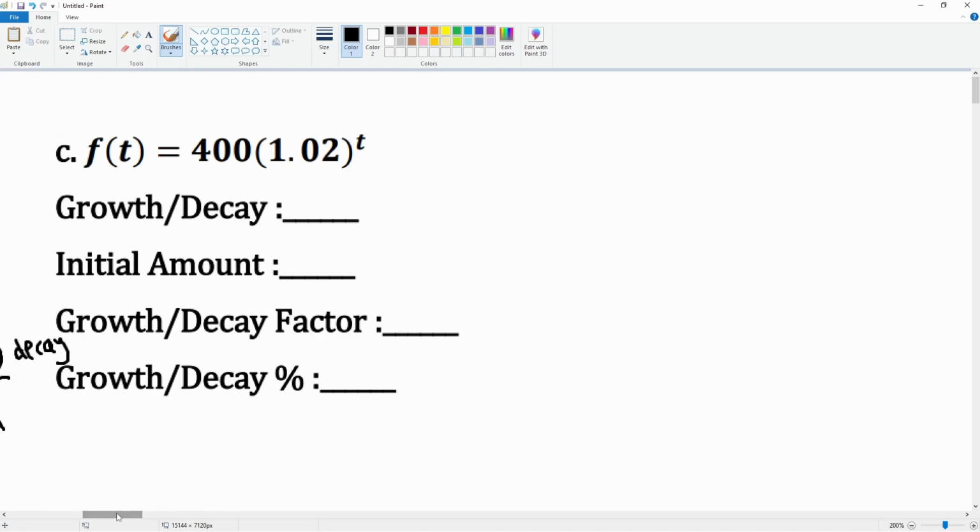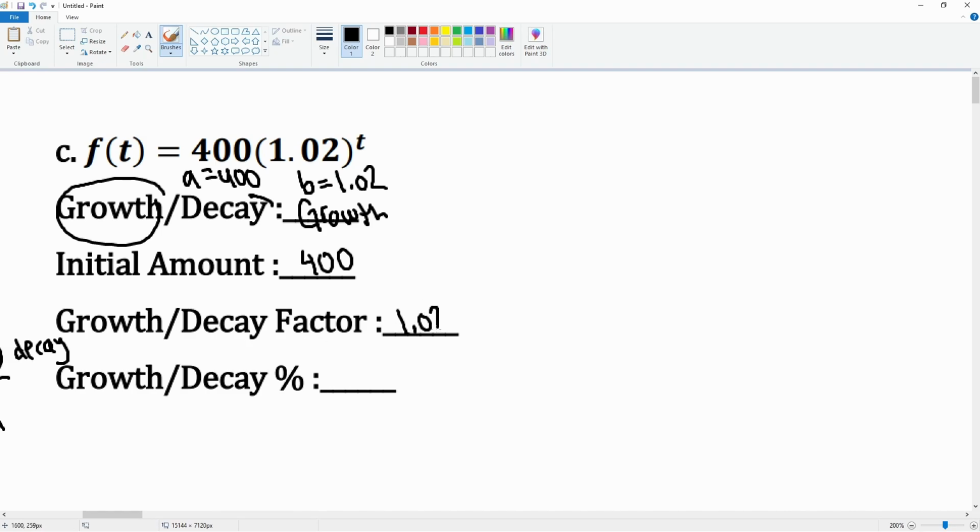C, the A here is 400. The B here is 1.02. Here, the B is bigger than 1, so we can say it's a growth. The initial amount is 400. Here, this is a growth factor of 1.02.